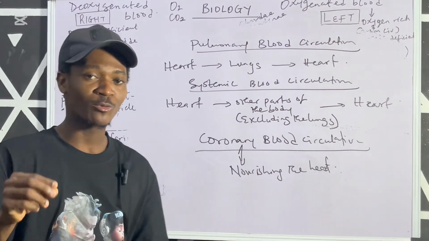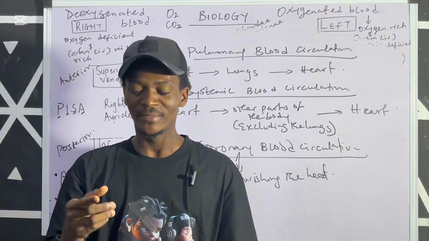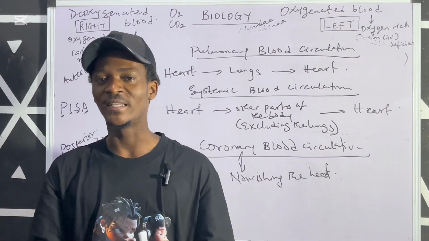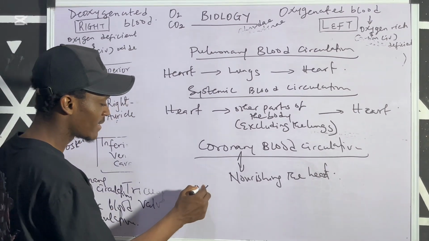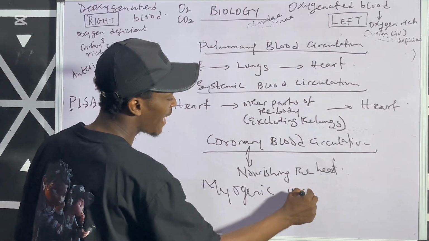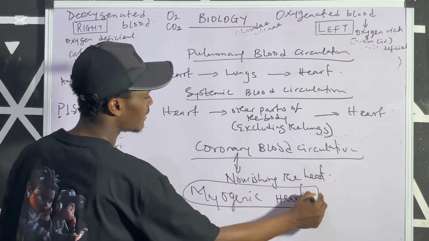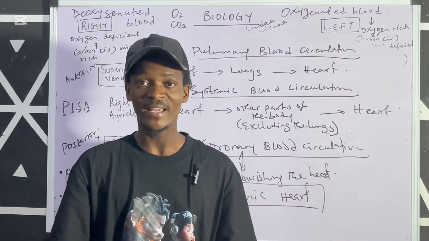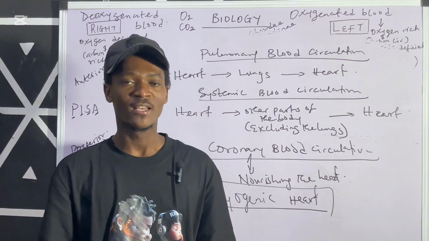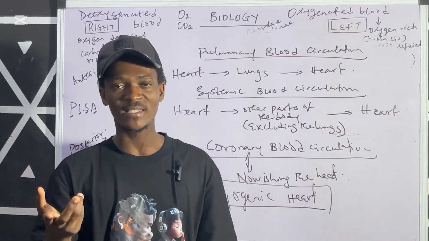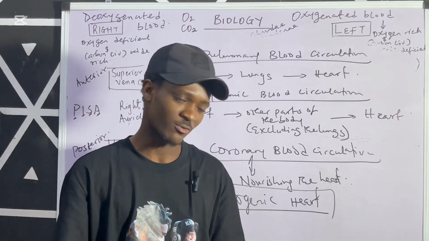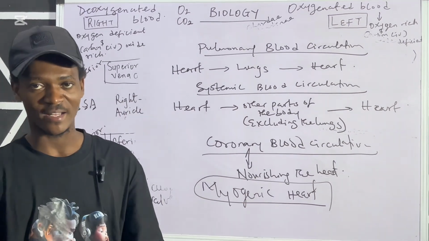Then you are asked a question: are you aware that the heart found in most vertebrates and mollusks is actually called a myogenic heart? Why are they called myogenic heart? Because their heartbeat is actually initiated by the heart, meaning it is the heart that initiates the heartbeat. All right, so it is not under the influence of the nervous system, it is actually on its own that it brings about the beating action. All right, so that's myogenic heart.